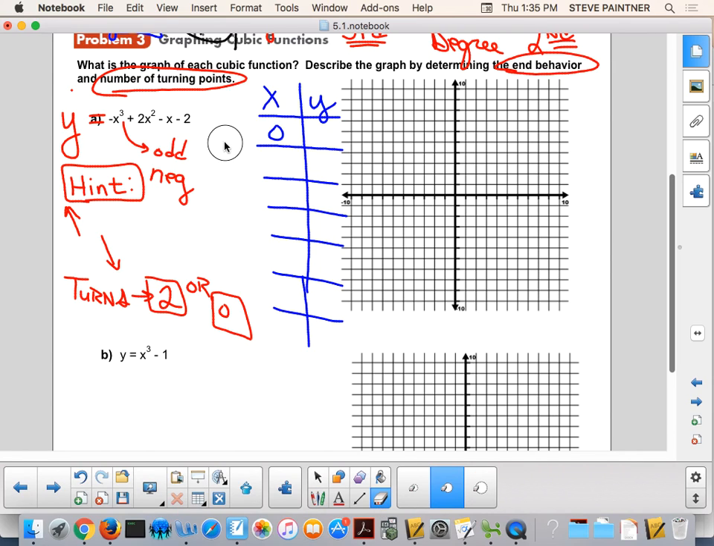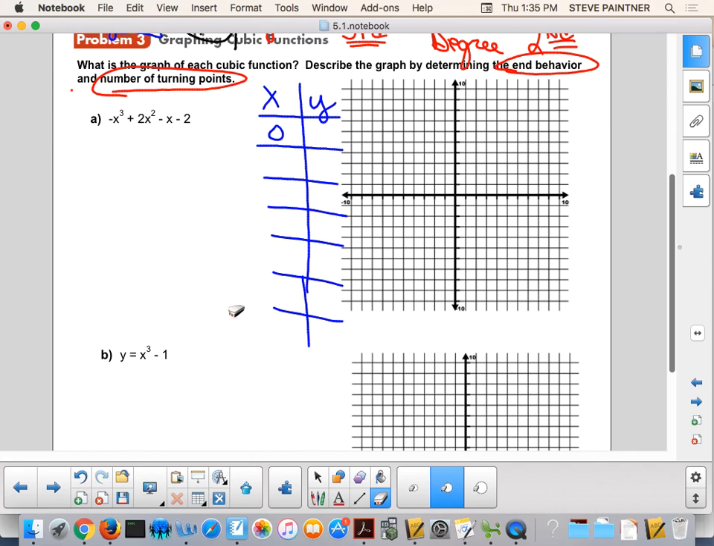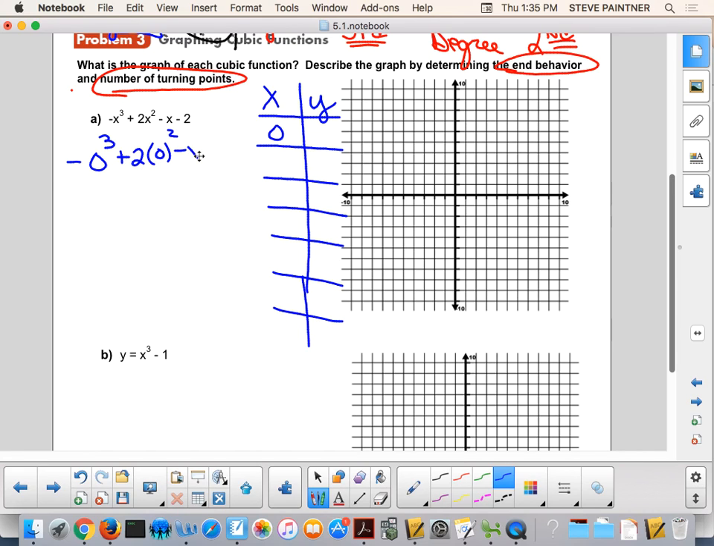I have to get rid of this because I have no room to work. 0 goes in. Wouldn't it be negative 2? Yeah, this is so easy. The answer's negative 2, right? Let's do next what? 1. Just trying to stay really close to the origin.